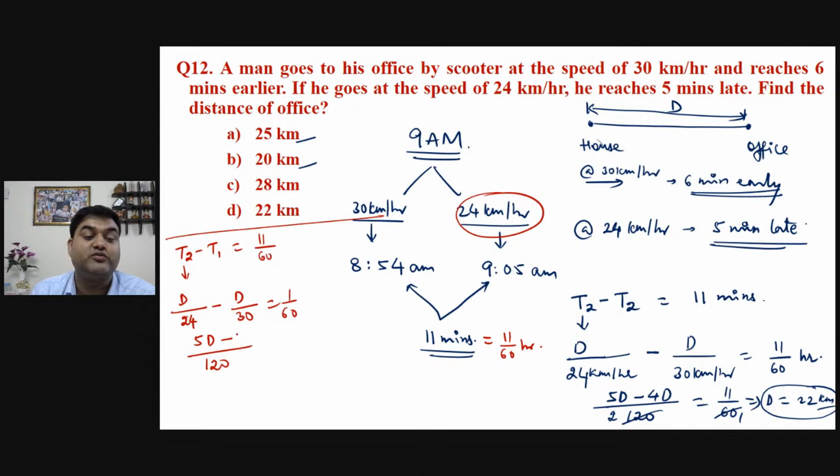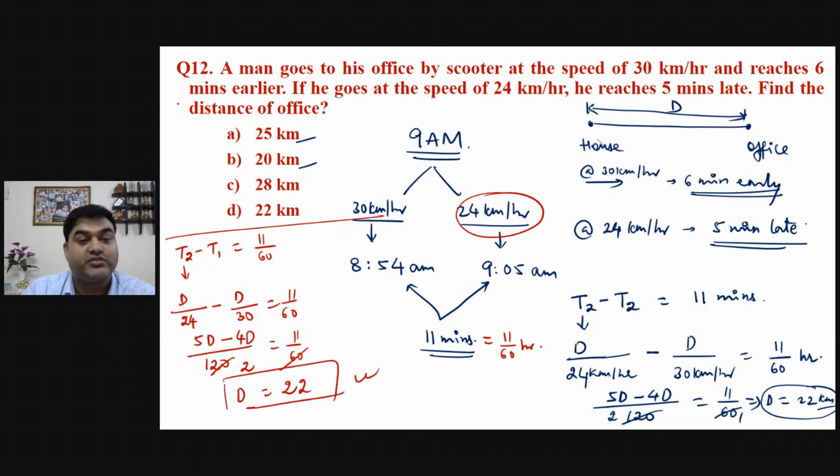and 30 four times is 120, so 4d is equal to 1 by 60. These two we have reduced, and 5d minus 4d is d, which is equal to 1 into 2... this was 11, my dear. So 11 into 2 was 22 kilometers. So option D was the right answer.